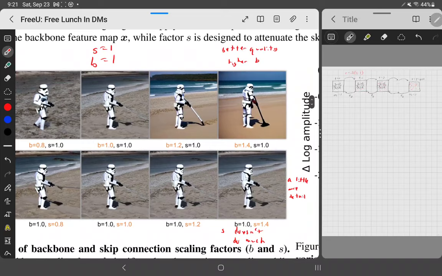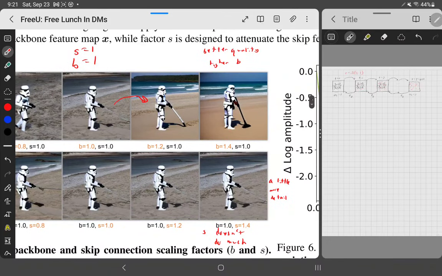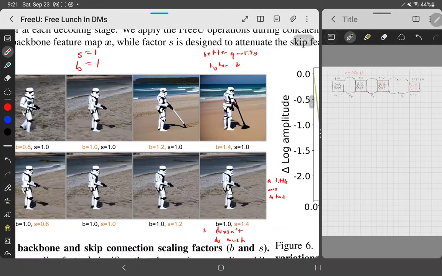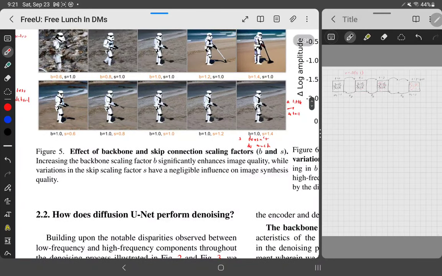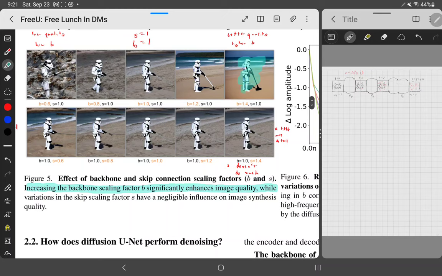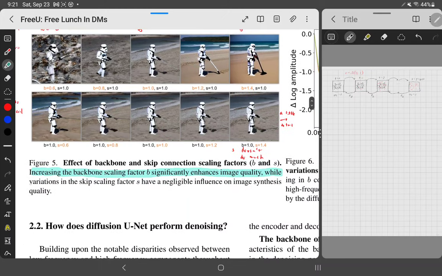And increasing B, on the other hand, will give you an image more representative of what you were looking for. This image here, I guess, is to the extreme, but doing it a little bit makes the image a little bit better, I would say. They say down here, increasing the backbone scaling factor B significantly enhances the image quality. So yeah, this image quality here gets better as you increase B.